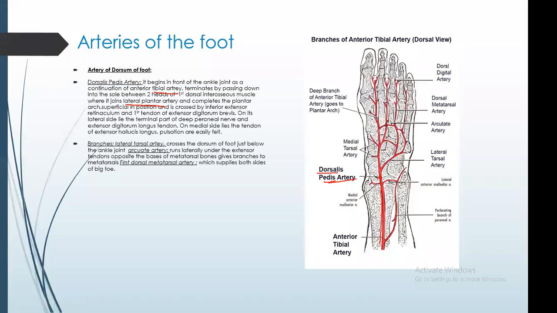It is superficial in position and is crossed by the inferior extensor retinaculum and the first tendon of the extensor digitorum brevis. On its lateral side lie the terminal part of the deep peroneal nerve and the extensor digitorum longus, while on the medial side lies the tendon of extensor hallucis longus. The medial side is extensor hallucis longus, and on the lateral side the tendon of extensor digitorum brevis.